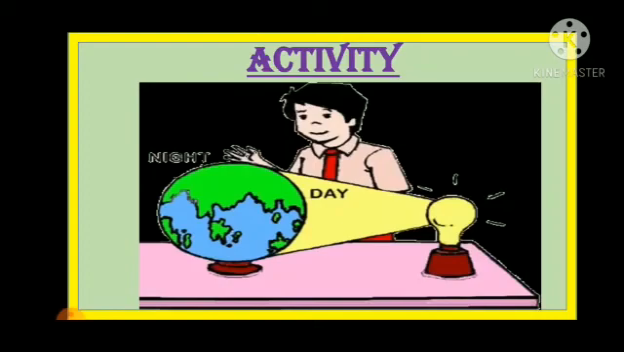Now consider the lamp as the sun. The side with the red point facing the lamp is lighted and has day, and the other side with the black point is dark and has night. Now turn the globe.